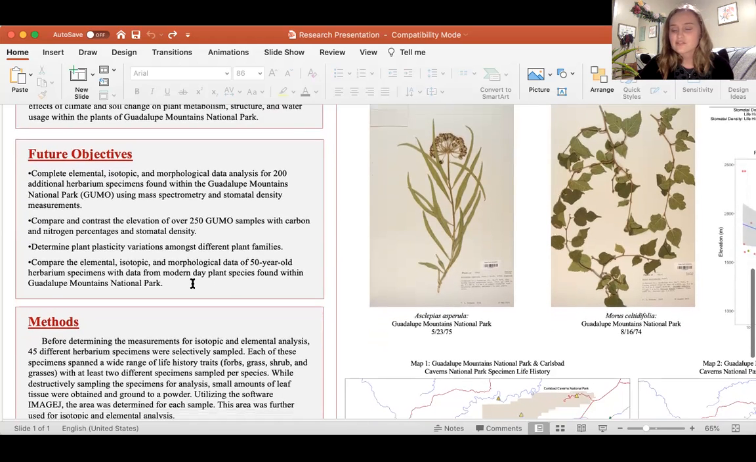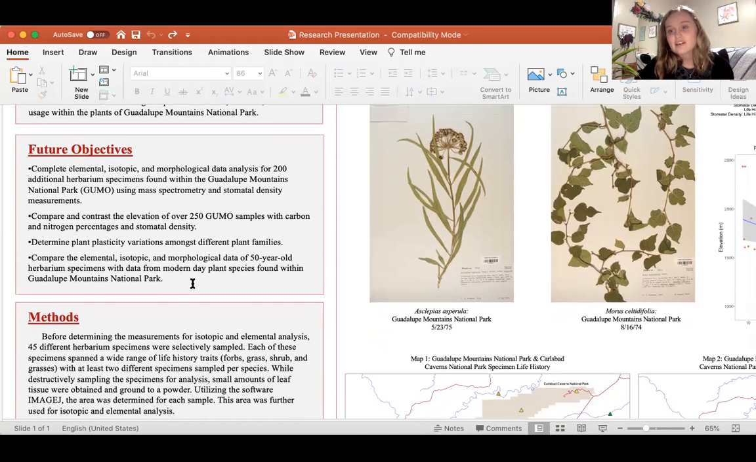And of course, in the future, we do hope to visit the Guadalupe Mountains National Park once again so that we can go ahead and harvest some of those plants that we have already taken over 50 years ago. That way we can compare them over time and see how plant plasticity has changed.